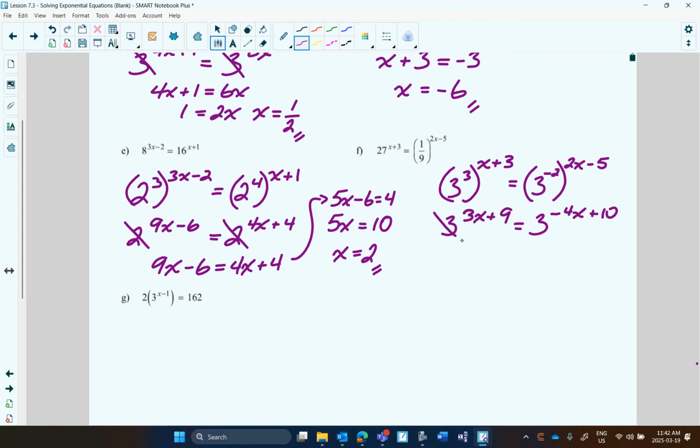Cross out and solve what's left. So I can move the minus 4x over here by adding 4x, so I get 7x plus 9 is equal to 10. Subtract both sides by 9, so I get 7x is equal to 1, therefore x is 1/7.